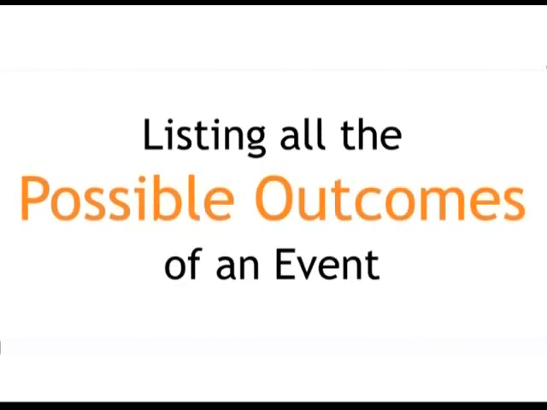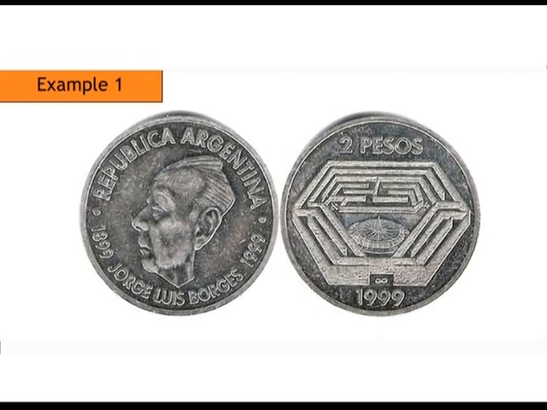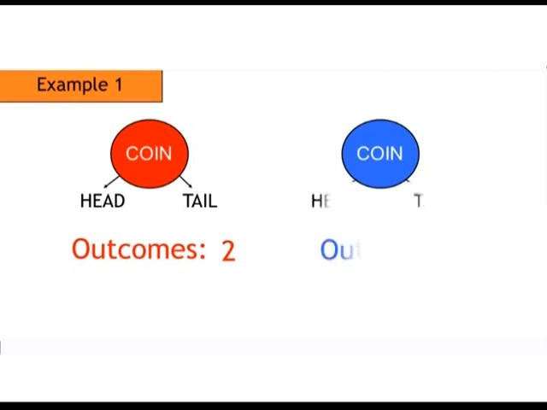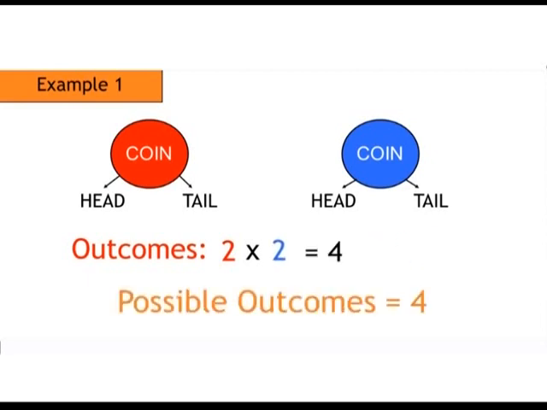Next, the possibility space. Possibility space is the list of all possible outcomes of an event or events. Let's say I toss 2 coins. Each coin has a head and a tail. So in one coin, there are 2 possible outcomes, a head and a tail. And on the other coin, there are also 2 possible outcomes. When we multiply 2 by 2, the answer 4 is the number of possible outcomes.